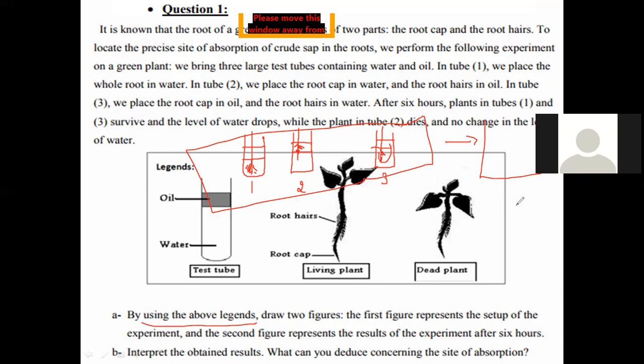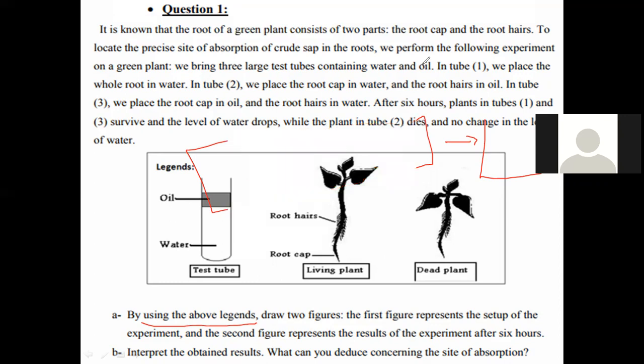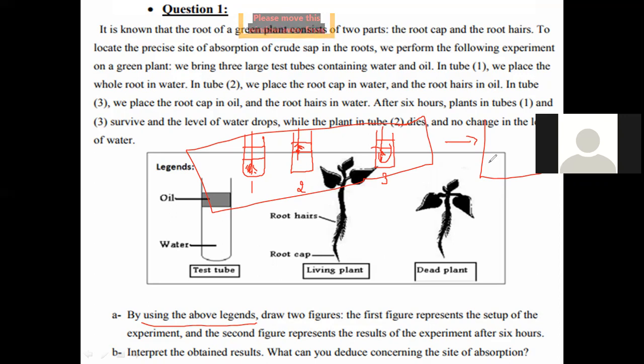I mean do the 3 tubes together. Interpret all the tubes together. It's better for you, I think. Okay? Then in plant 2 or in tube 2, the root cap was placed in water and the root hairs were placed in oil. The plant died. In tube 3, where the root hairs were in water and the root cap was in oil, the plant survives.